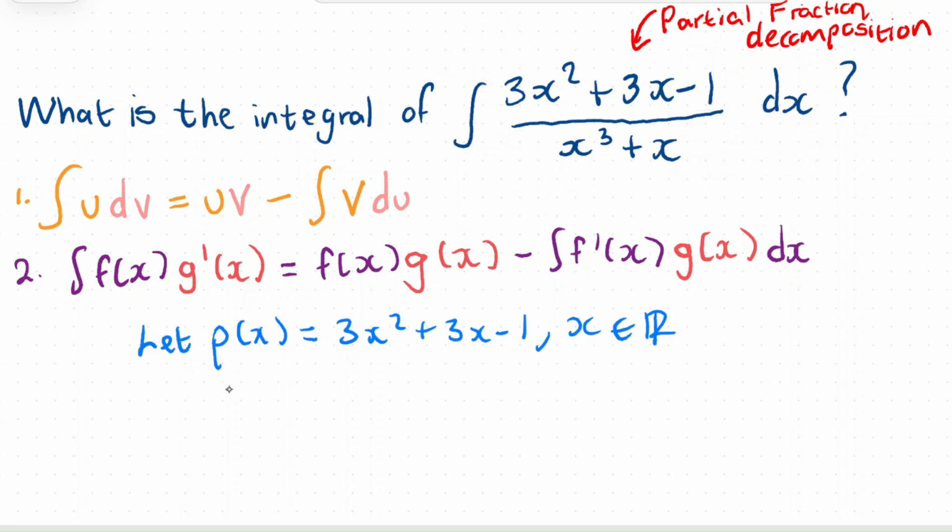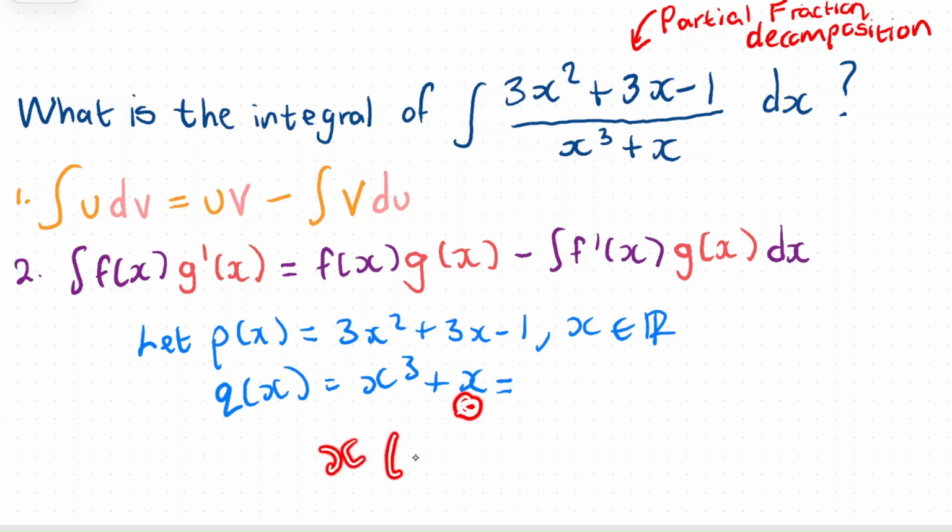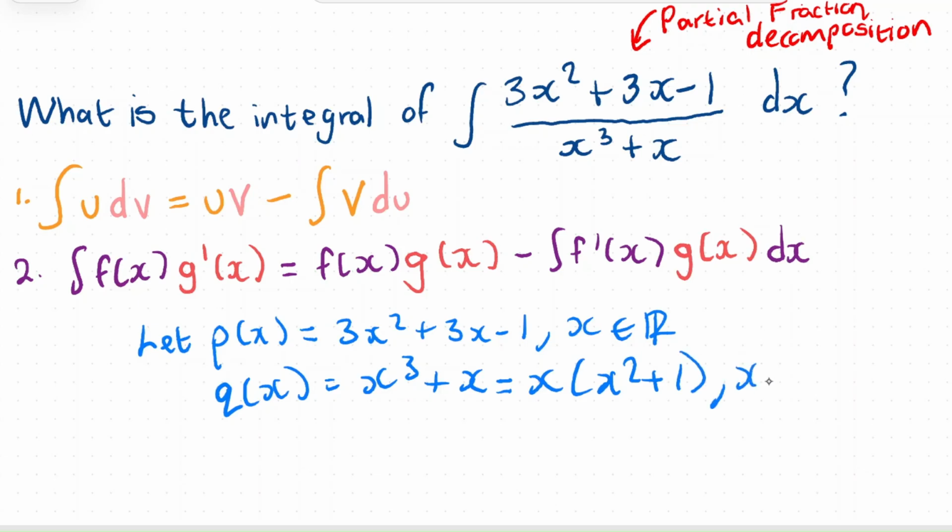So let's just define q of x. Q of x then is going to be x cubed plus x. And one of the things that we notice is that we can take out the x. So q of x is equal to x times x squared plus 1. If we take out the x, it's going to be x times x squared plus 1. So let's write that down, where x is an element of real numbers.